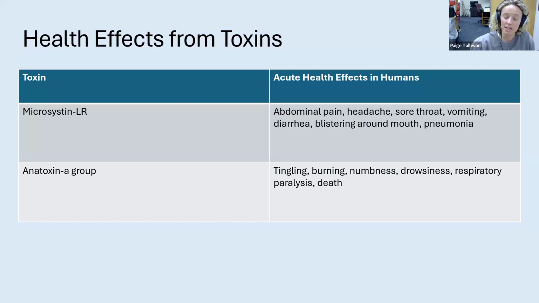We see a range of health effects from both these toxins in humans and animals. Symptoms vary depending on which toxin has been ingested. Microcystin is a liver toxin, and anatoxin A is a neurotoxin, and anatoxin A is known for its very fast death factor. So it's nasty stuff.